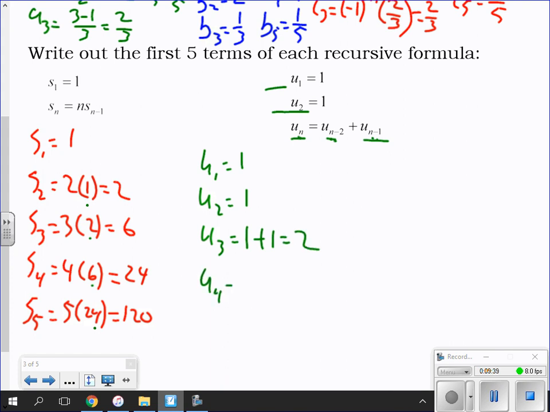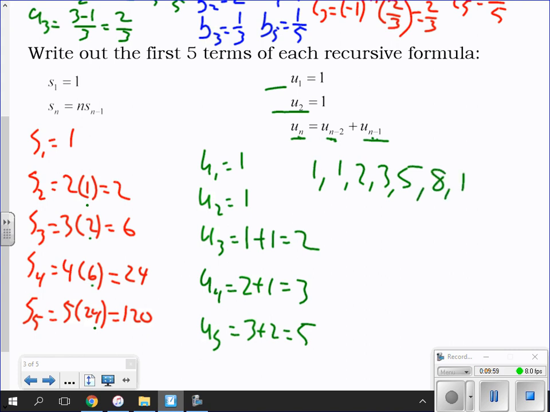So u sub 4, I take the 2 before that and add them together. 2 plus 1 is 3. U sub 5 is 3 plus 2, which is 5. So I have 1, 1, 2, 3, 5. Some of you out there may already know what the next number is. It's 8, 13. And some of you may know what this sequence is. This is the Fibonacci sequence. In order to find a number, you add the 2 before it.